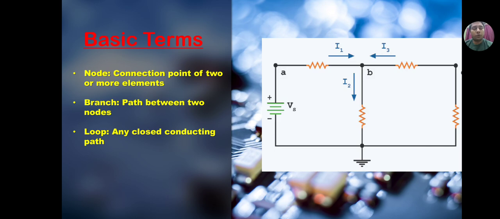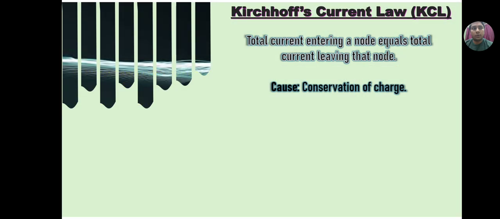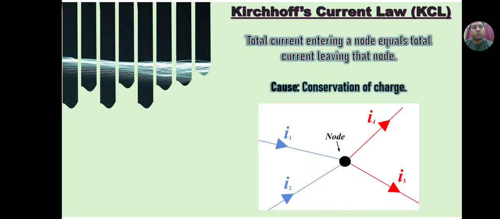Now let us go to the next slide. The next slide tells about Kirchhoff's current law. Kirchhoff's current law states that the total current entering a node is equal to the total current leaving the node. The law is based on the conservation of energy. We can see through the diagram the current entering, I1 and I2, is equal to the current leaving through I3 and I4.